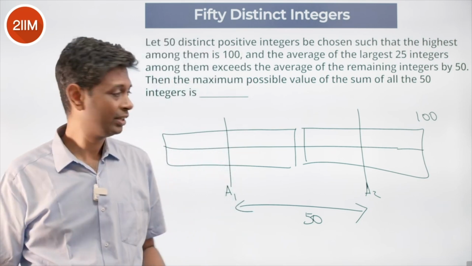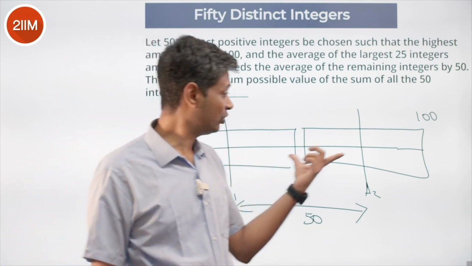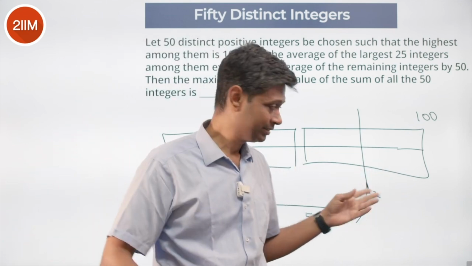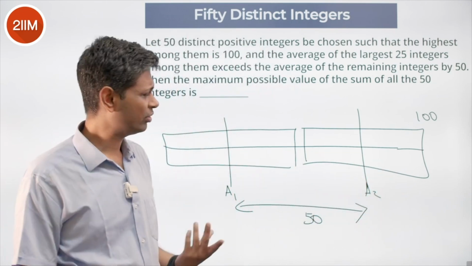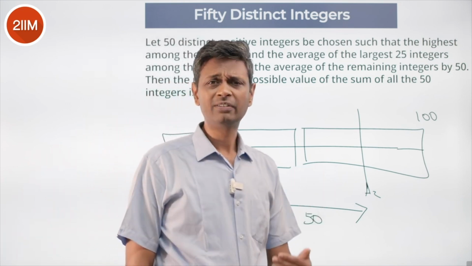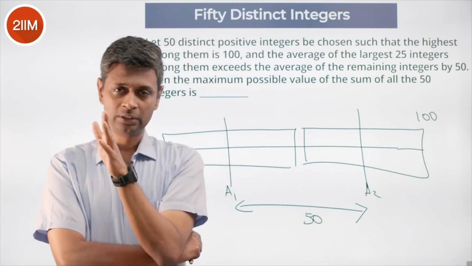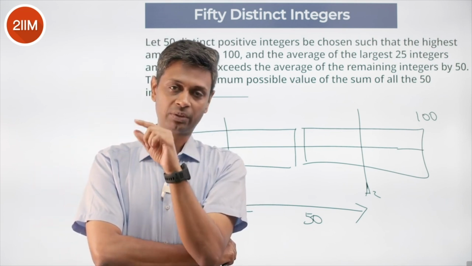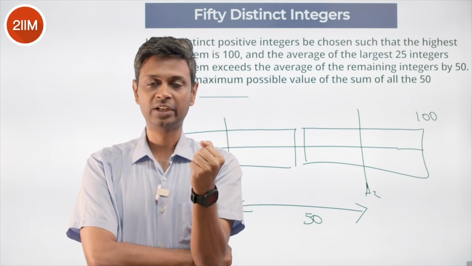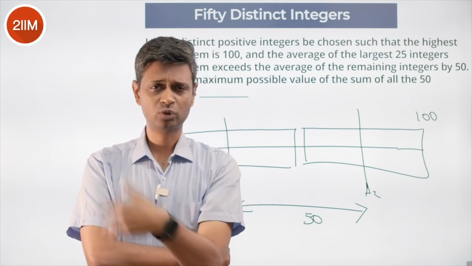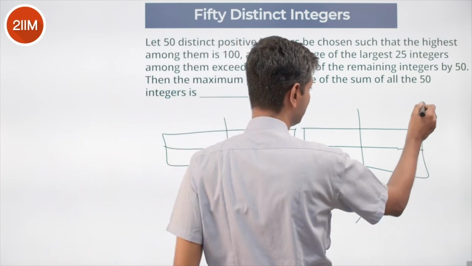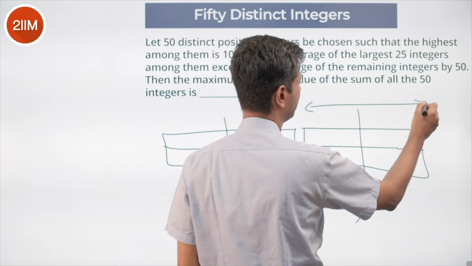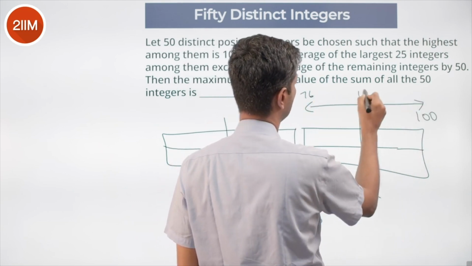We want it to be as high as possible. They are distinct. If these 25 are high, the average is high, and the other average will also be as high as possible. What is the scenario for these 25 being high? I have numbers that are close to each other starting from 100: 100, 99, 98, 97, 96, 95, 94, 93, 92, 91, and so on. That means I take 25 integers from 76 to 100.